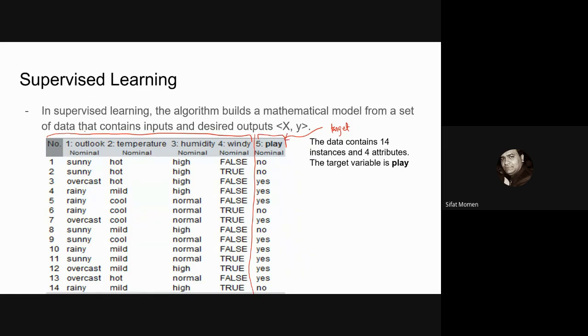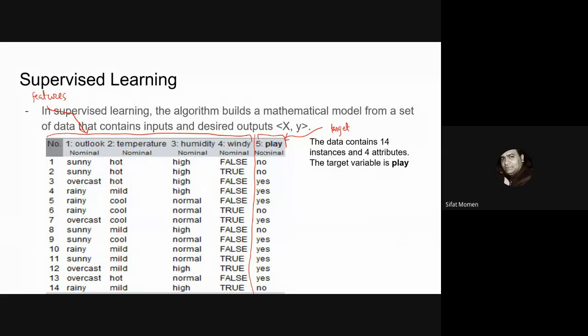What about these other columns? Any idea? These are some factors, right? These are certain factors which may or may not affect this target variable. So in machine learning, we call them features. So in this data set, we have some features and we have one target variable that we are interested to predict. Am I clear? Is that okay? Yes, sir.